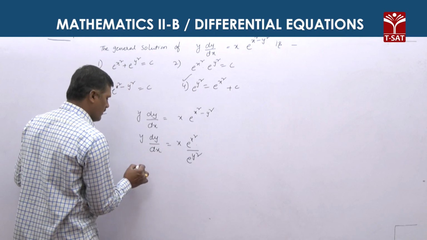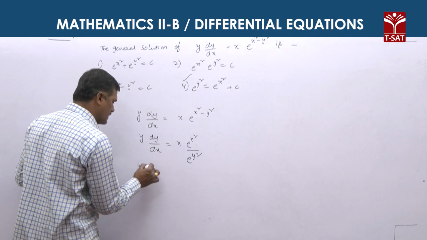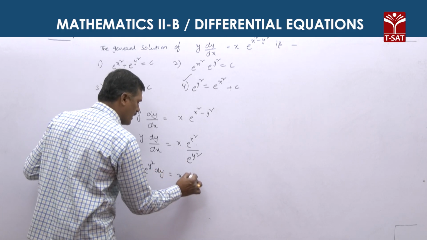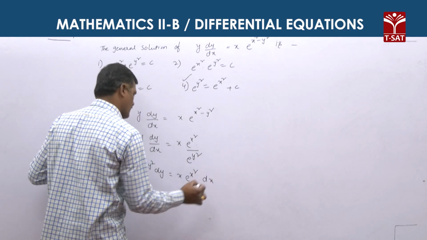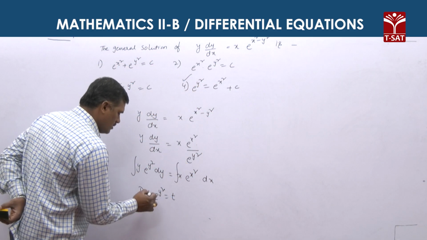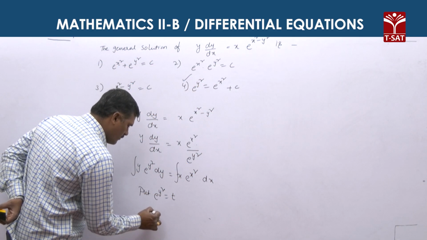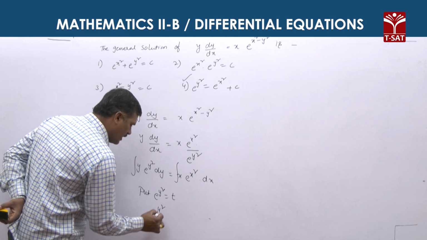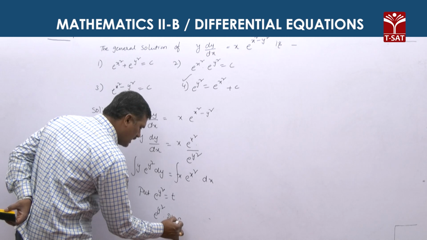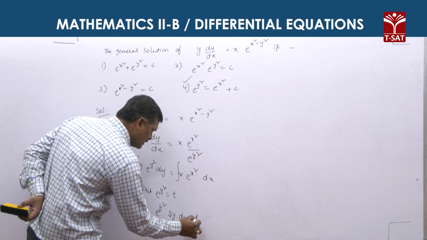Now separating the variables, y into e power y square into dy is equal to x into e power x square into dx. Let e power y square be equal to t. Now the derivative of e power y square into the derivative of y square, which is 2y into dy, is equal to dt.